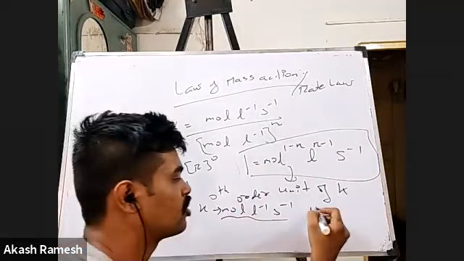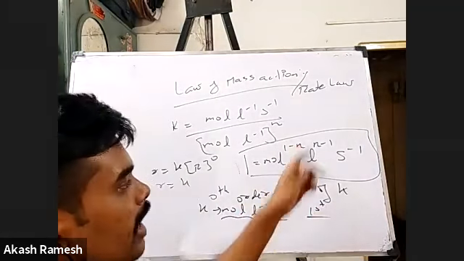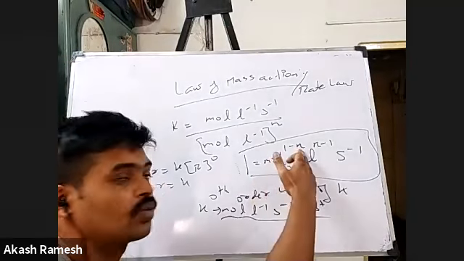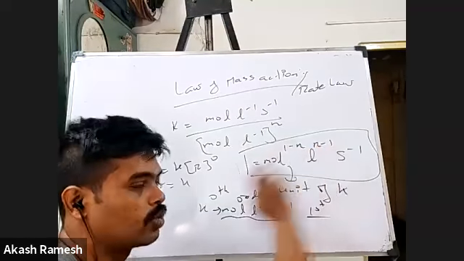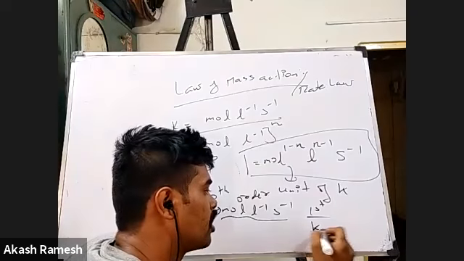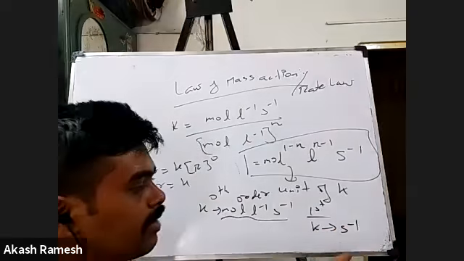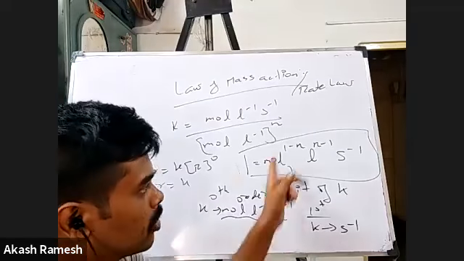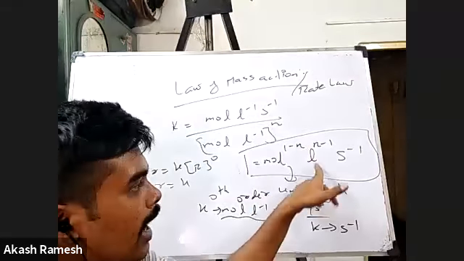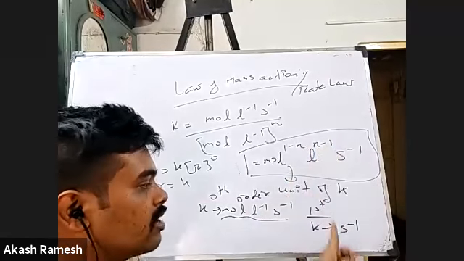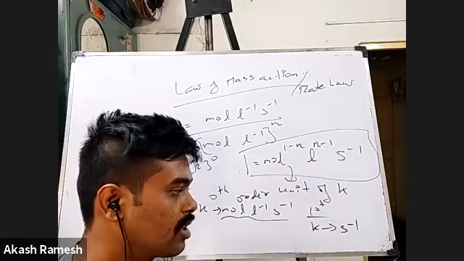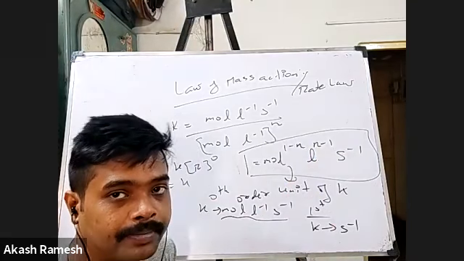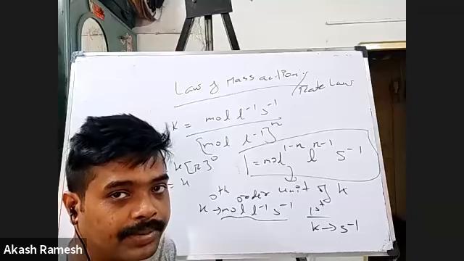When I go for first order, if I put N is equal to 1, then 1 minus 1 will become 0. So for a first order reaction, the unit of rate constant is per second. That's it. Mole power 1 minus 1 is 0, again 1 minus 1 is 0, and second alone is remaining. So the unit of rate constant is second power minus 1.